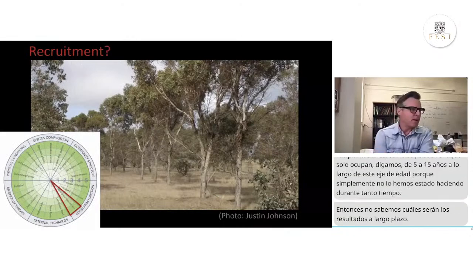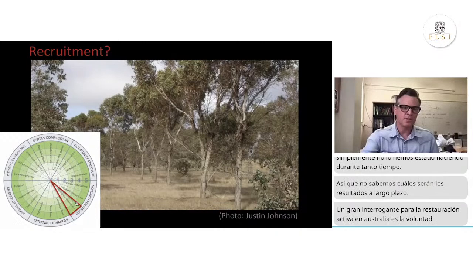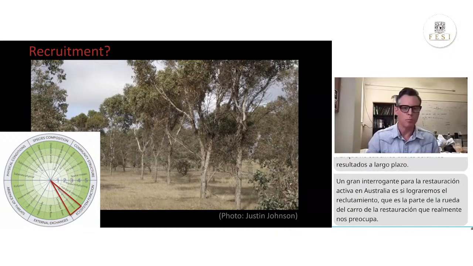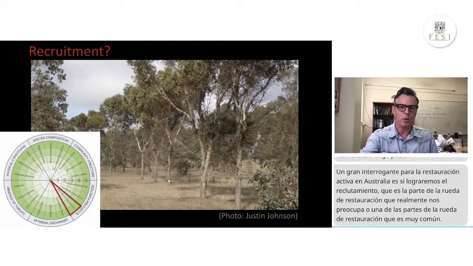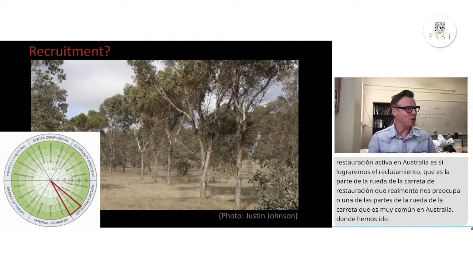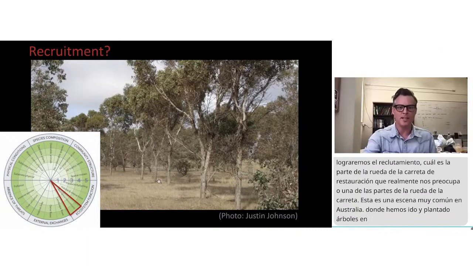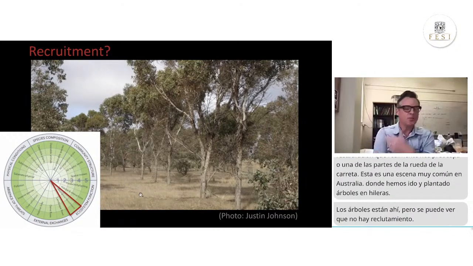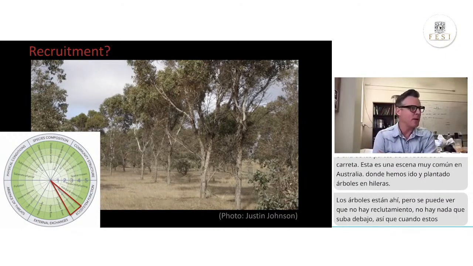One big question mark for active restoration in Australia is, will we achieve recruitment? This is the part of the restoration wagon wheel that we are really worried about. This is a really common scene in Australia where we've gone along and planted trees in rows. The trees are there, but you can see there is no recruitment. There's nothing coming up underneath. So when these trees die, does this just revert back to a grassland? Okay, so what do we achieve?